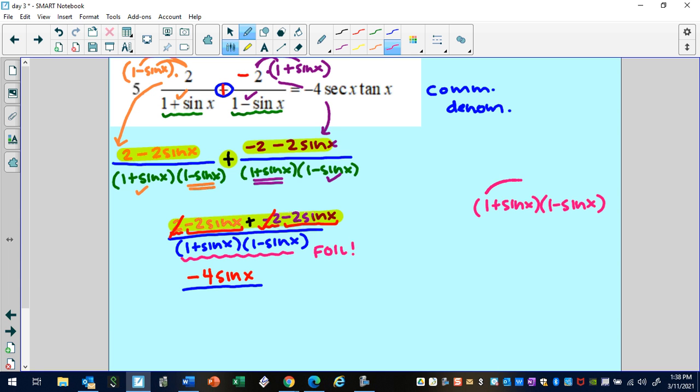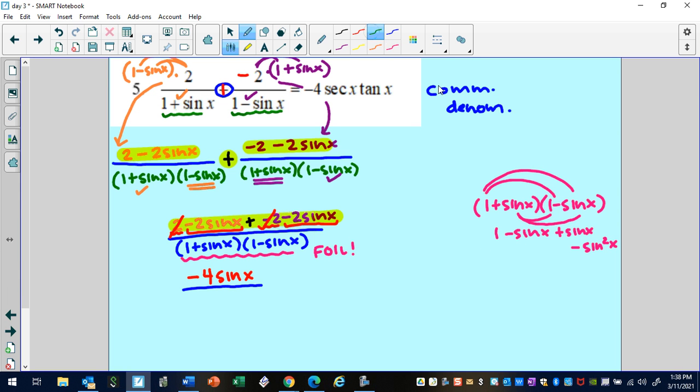We're going to do 1 times 1, 1 times negative sine, sine times 1, and then sine x times negative sine x. Positive times a negative should be a negative sine squared x. Kind of ran out of room there. I hope that's okay. I wrote it underneath. That's all right. Okay. Simplify this.